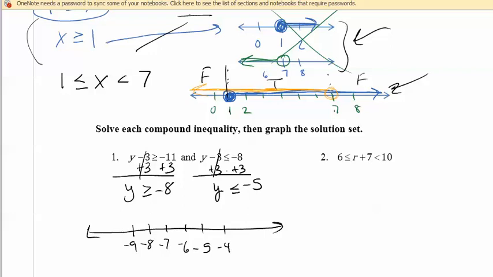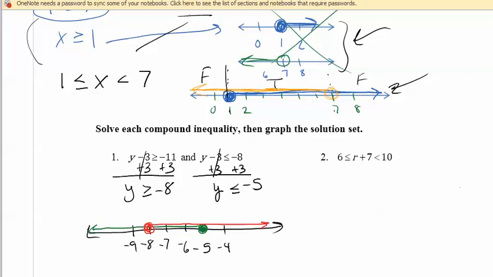Okay, so y is less than or equal to negative 5. Well, negative 5 is here. Less than or equal to shows me that I have a closed circle. So there's that circle, it's closed. And so I know it points to the left because it's less than or equal to, so it's going that way. Okay, then I have another closed circle at negative 8, and all the values greater than it, they point to the right.